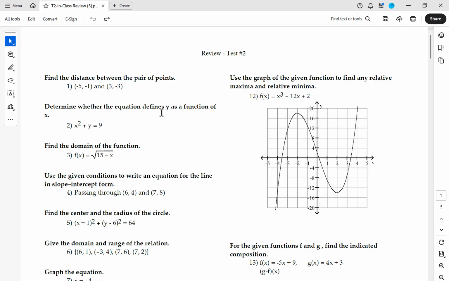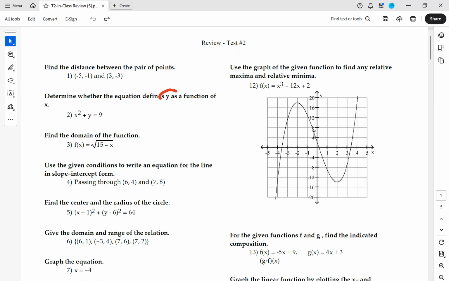Okay, the next one. It says y as a function of x, but we've always just called that being a function. So this is asking, is this thing a function? That's what that's asking. I don't really have more to say about that one.